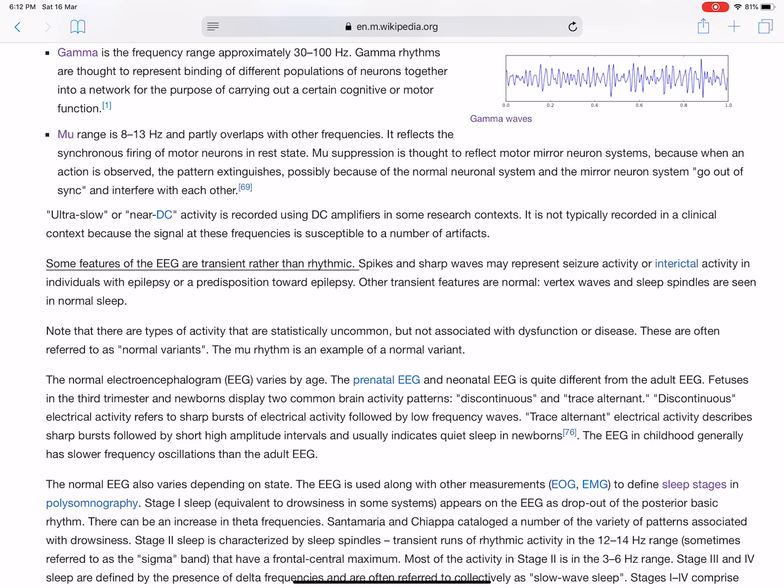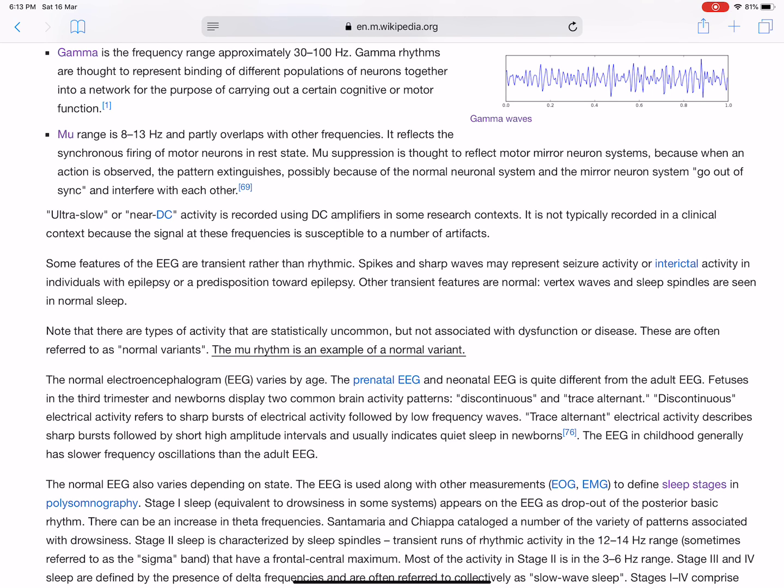Spikes and sharp waves may represent seizure activity or interictal activity in individuals with epilepsy or a predisposition toward epilepsy. Other transient features are normal. Vertex waves and sleep spindles are seen in normal sleep. Note that there are types of activity that are statistically uncommon, but not associated with dysfunction or disease. These are often referred to as normal variants. The mu rhythm is an example of a normal variant.